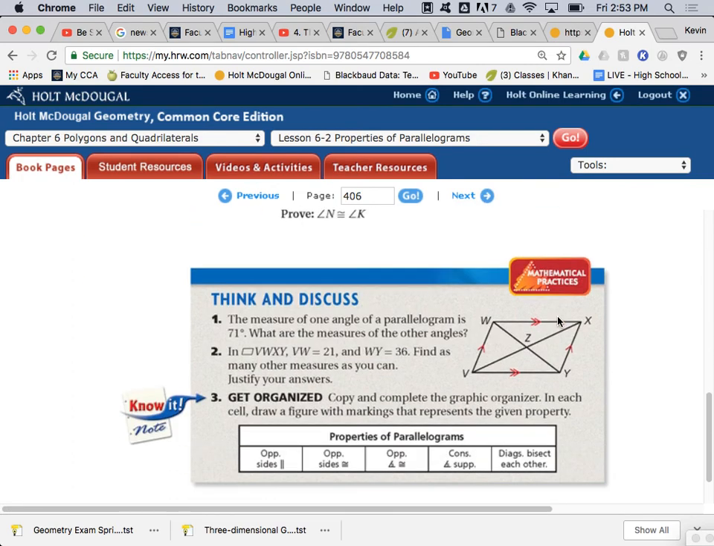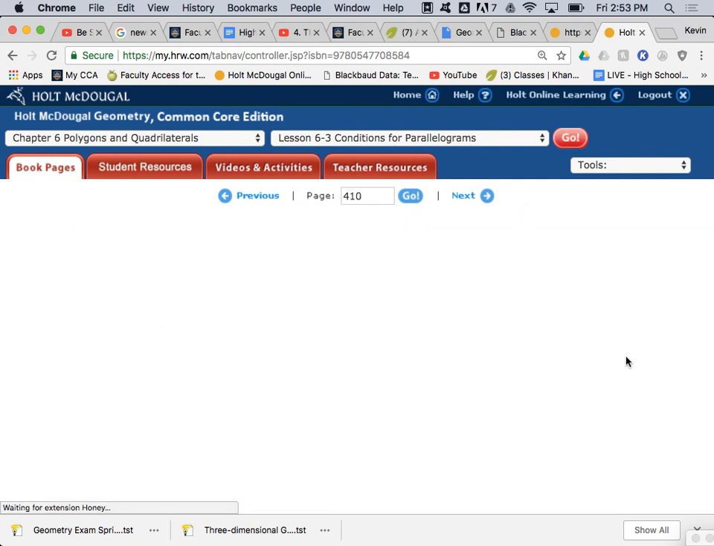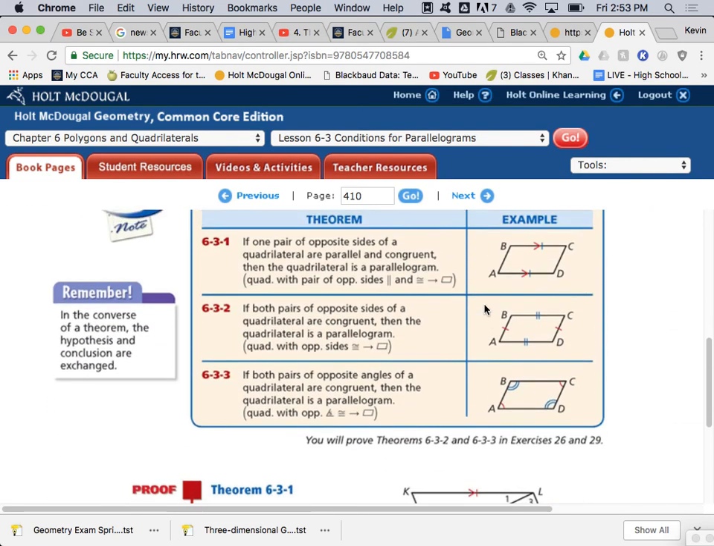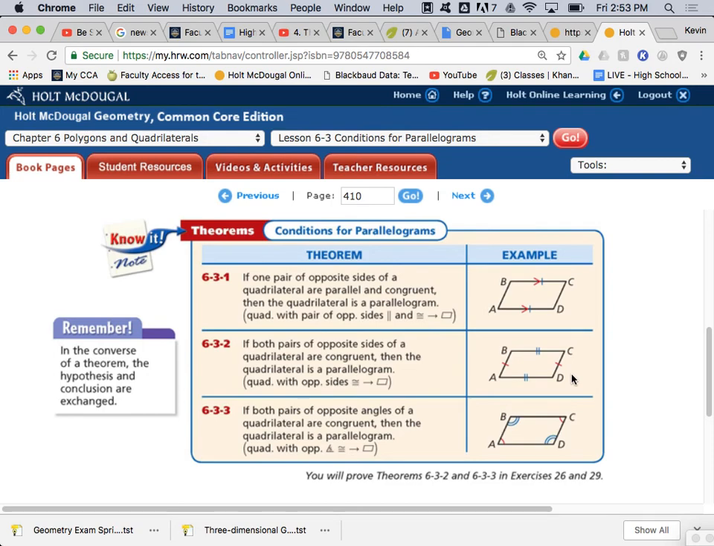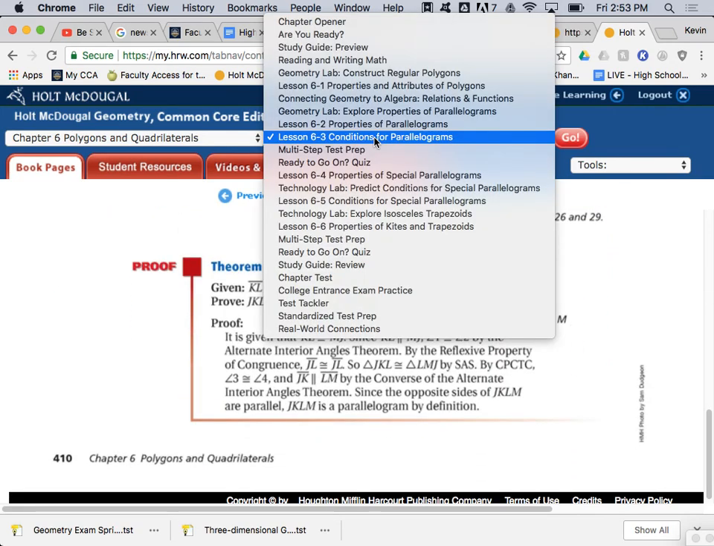Good question. All right, that's it for 6.2. 6.3, last one of the day. Last one. For real? Yeah. This is the last one. That's good enough. Okay. Conditions for parallelograms. All right. This is basically the same deal.